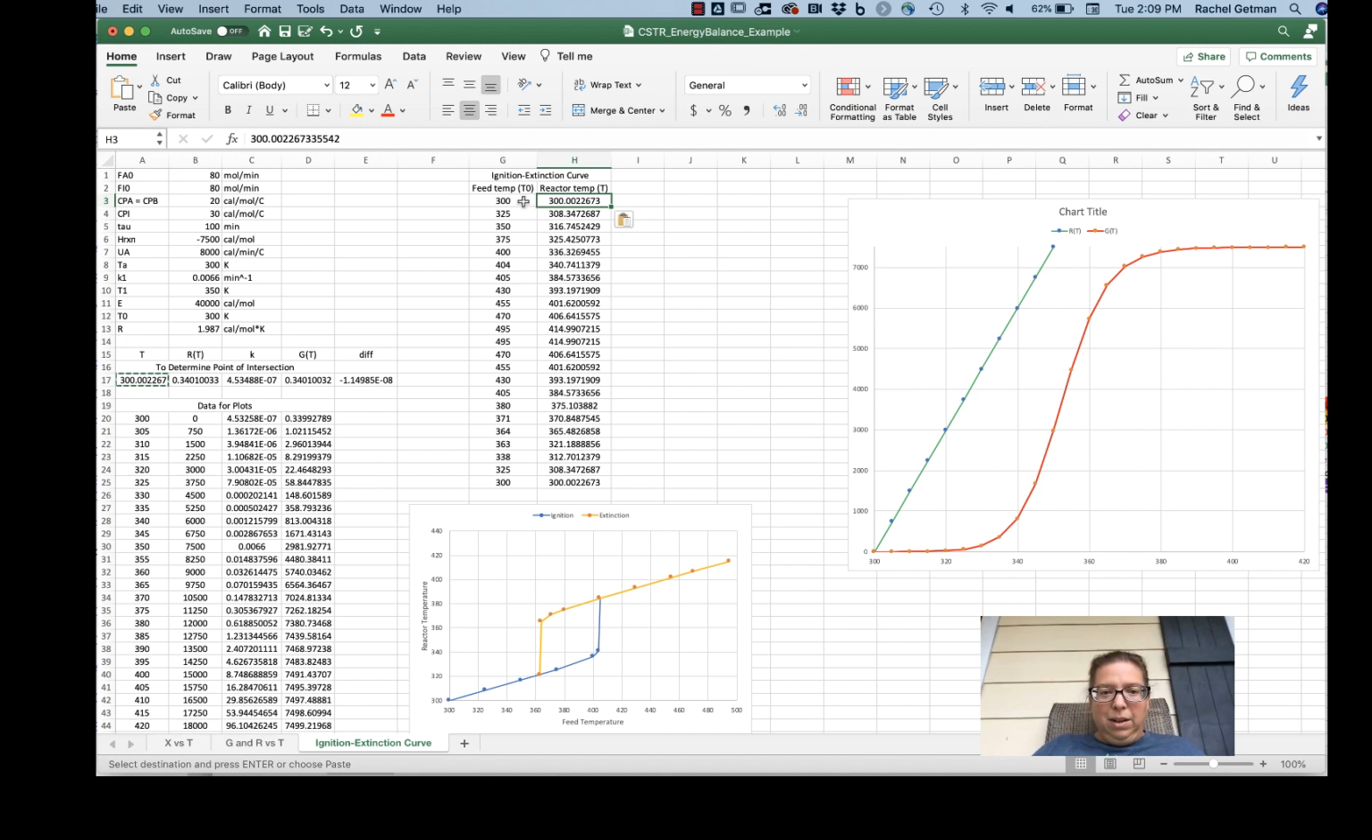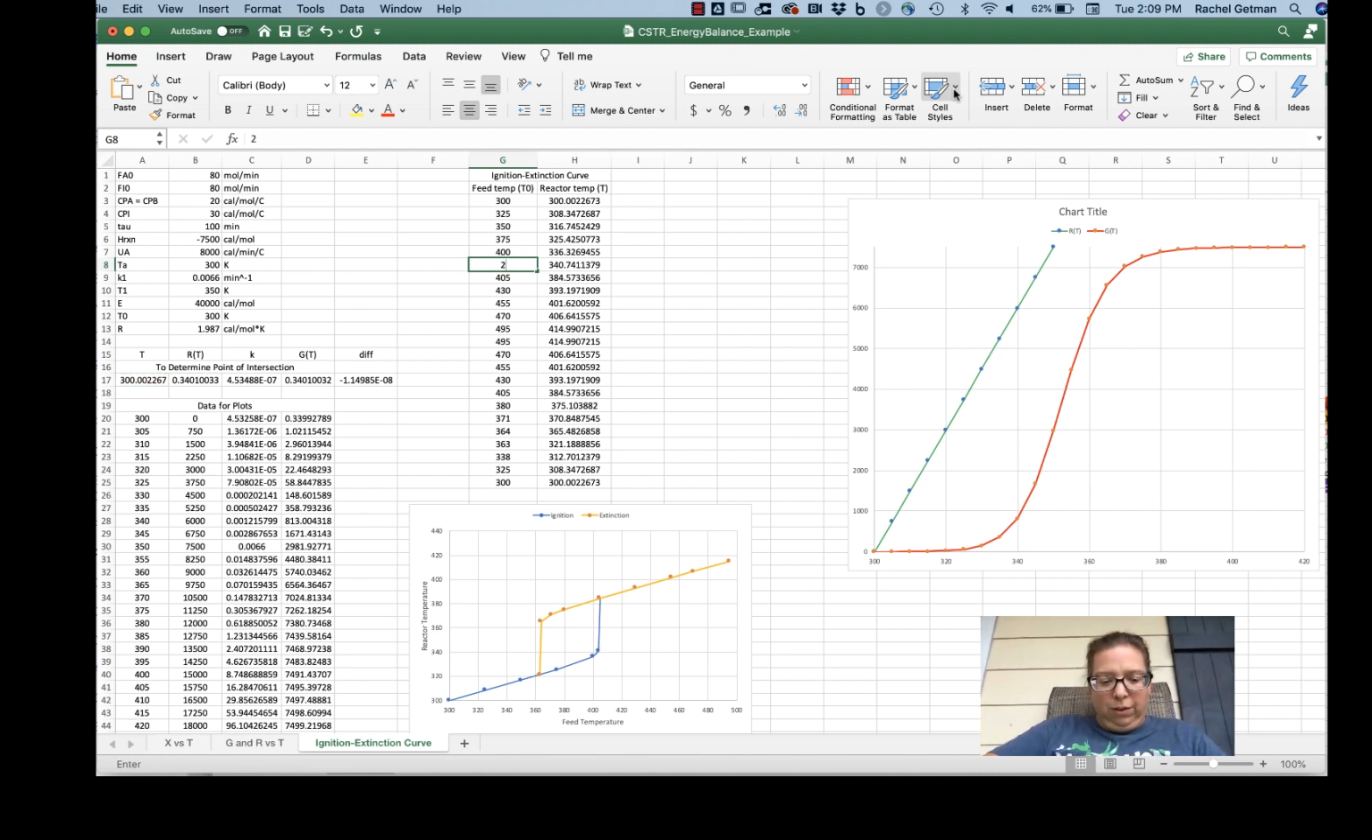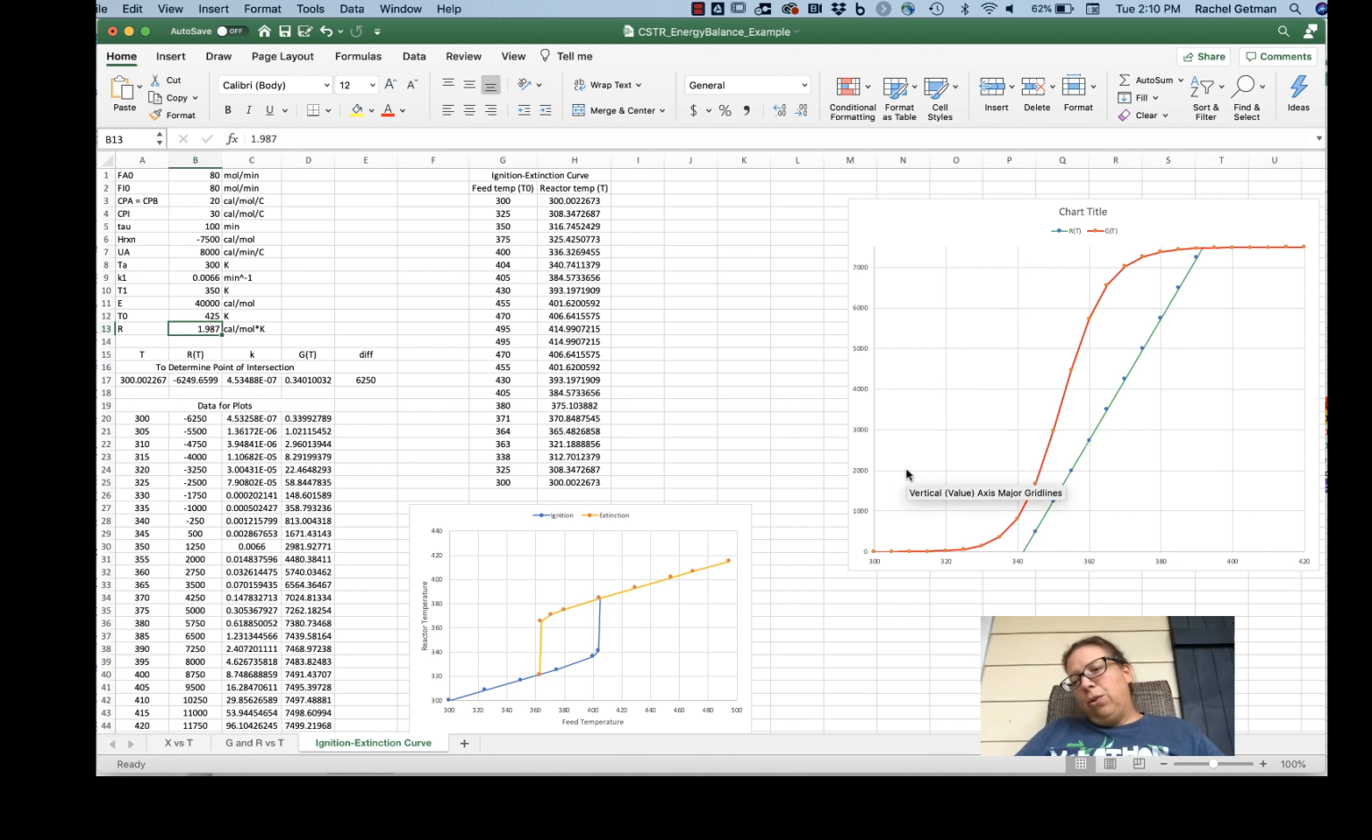So that's going to give me, for a feed temperature of 300, I found that my reactor temperature is also essentially equal to 300. And that's what I've done here. So I've done that at 300, 325, 350, 375, 400. The next one I tried was 425, actually. So I went to 425 here. But when I do that, I, of course, miss my ignition temperature.